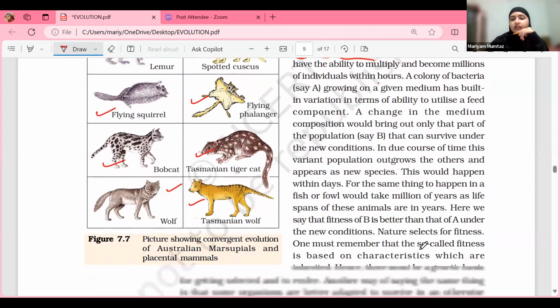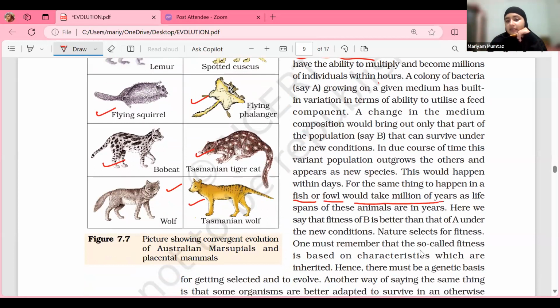Now, for the same thing to happen in a fish or a fowl would take millions of years, as lifespans of these animals are in years, right? Bacteria's lifespan is very little if you compare it with a fish or a fowl or any type of organism. Now, here we can say that the fitness of B is much better than that of A under new conditions, isn't it?